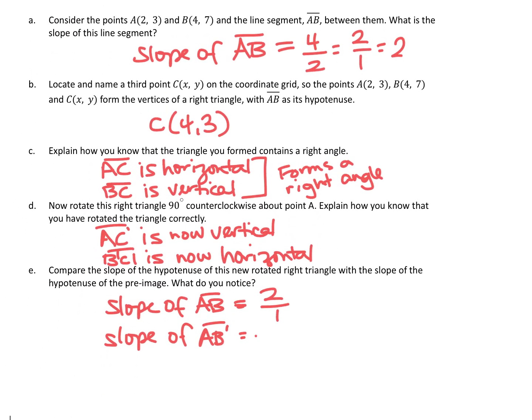Okay. And then now we make observations. What are we seeing about the slopes? The first thing that I'm seeing is that the fractions are flipped. Okay, so that'll be my first observation. Flipped. And I'm also seeing that one of the slopes is positive and the other one is now negative. Okay, so flipped and opposite signs.